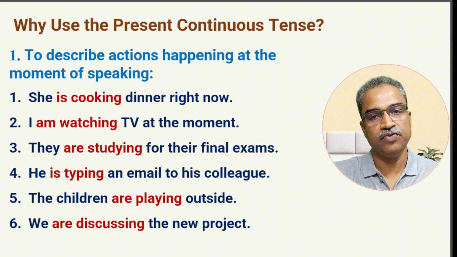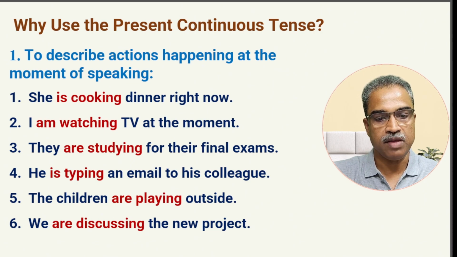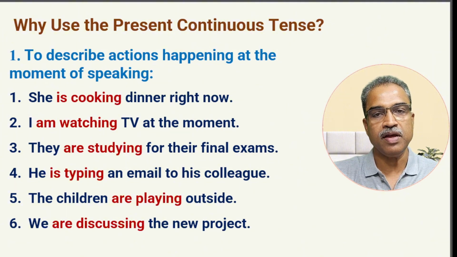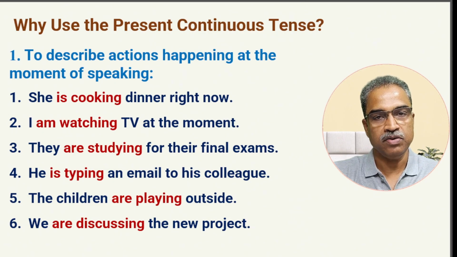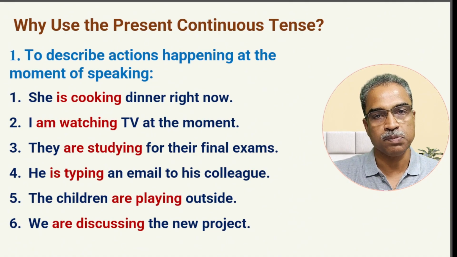They are studying for their final exams. Now they are doing their job, that is studying. He is typing an email to his colleague. What is he doing? He is typing an email to his colleague. The children are playing outside. Right now, at the moment of my speaking, they are outside playing. We are discussing a new project. A discussion is going on at the moment. So this is when and where we use present continuous tense to describe actions happening at the moment of speaking.